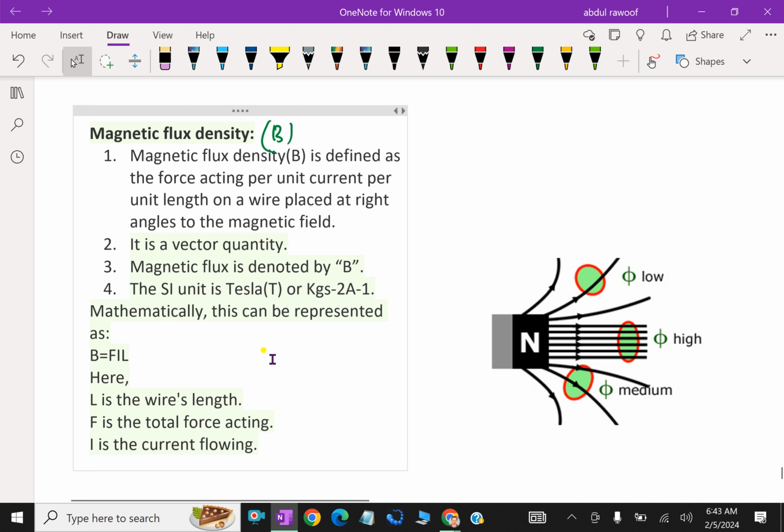Mathematically, this can be represented by B equals F over I L, where F is the total force acting, L is the wire length, and I is the current flowing. Here, the magnetic flux density is high at the center and decreases going away from the center of the cable.